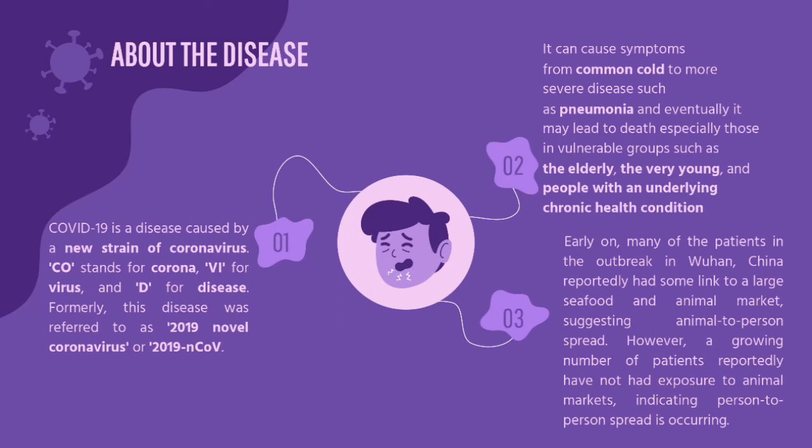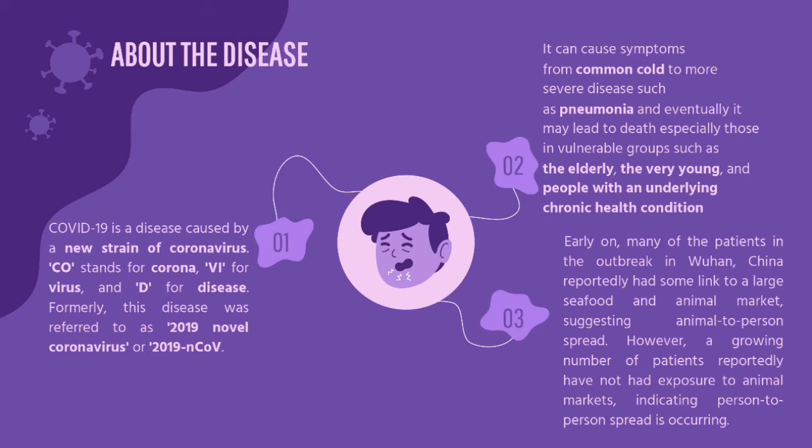COVID-19 is a disease caused by a new strain of coronavirus. CO stands for corona, V for virus, and D for disease. Formerly, this disease was referred to as the 2019 novel coronavirus or 2019-nCoV. It can cause symptoms from common cold to more severe disease such as pneumonia, and eventually it may lead to death, especially those in vulnerable groups such as the elderly, the very young, and people with an underlying chronic health condition.